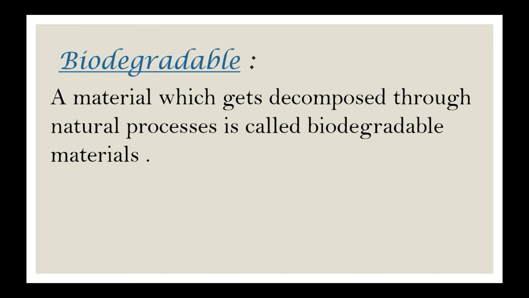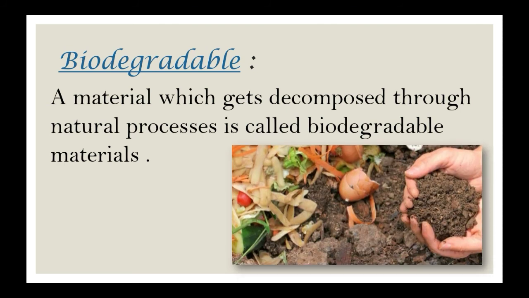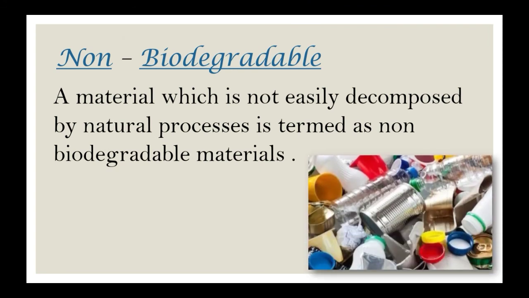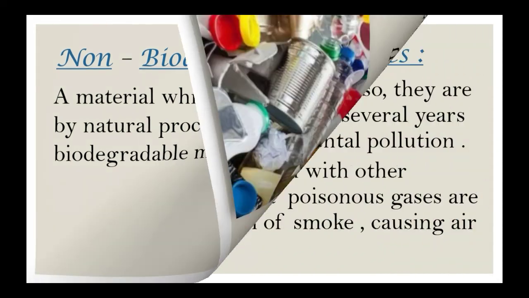Next, biodegradable materials. A material which can decompose through natural processes is called a biodegradable material. Examples: kitchen waste and paper, etc. Next, non-biodegradable materials. A material which is not easily decomposed by natural processes is termed a non-biodegradable material. For example, aluminium tin, plastics, etc.